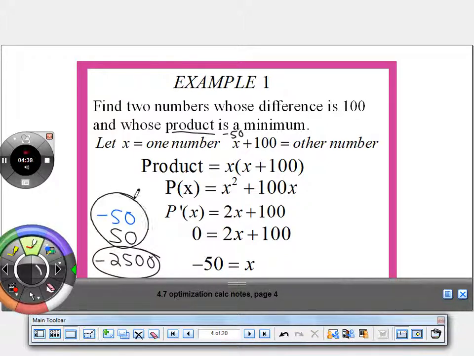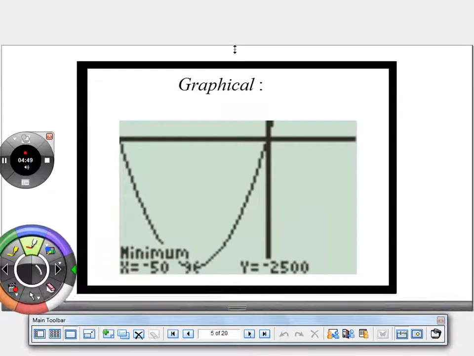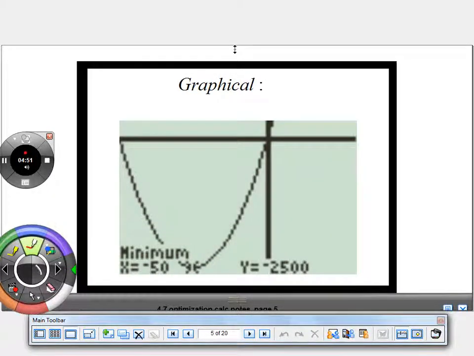They're negative 50 and 50. Yeah. Now, what's happening graphically? So we go to graph the function, and you would see if you graph this function that it would look like this, and that the lowest point, that's your minimum, right there.